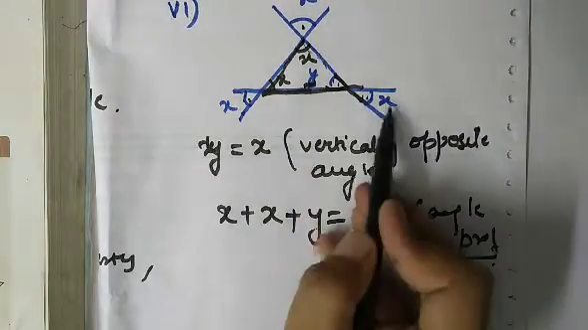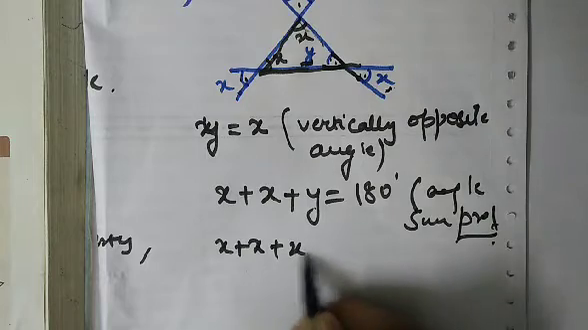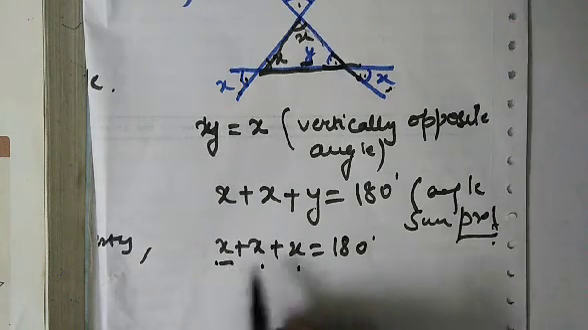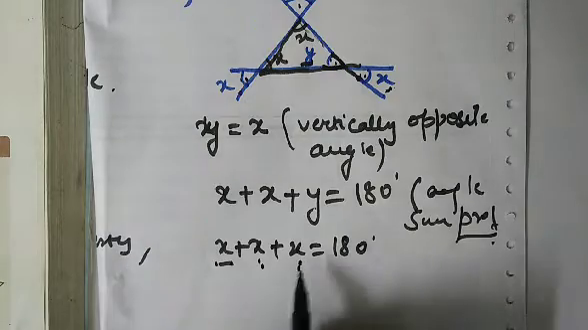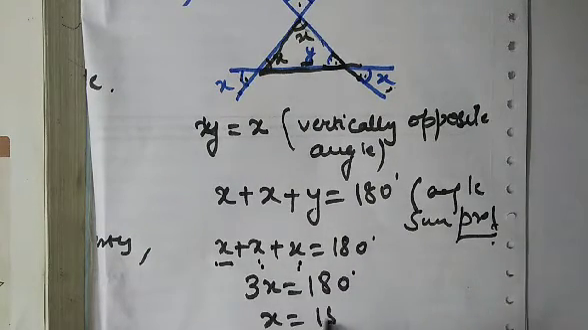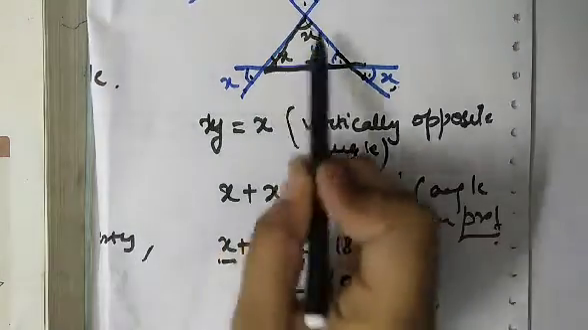Now y is equal to x, so in place of y I can write x. This is 180. Now this is x, it means this is 1x, 1x, 1x. When you add them, you will get 3x. So 3x equals 180, divided by 3, so it will be 60. All the angles will be 60 now.